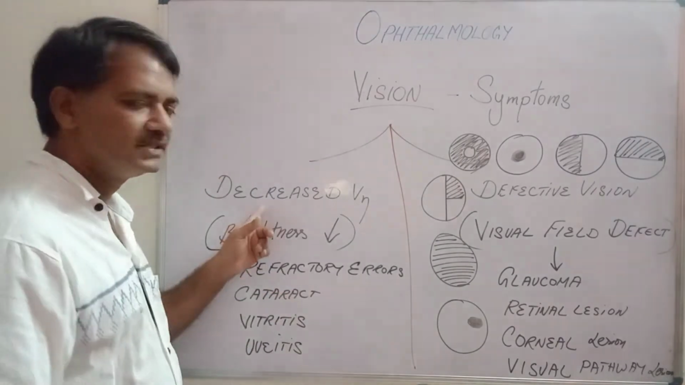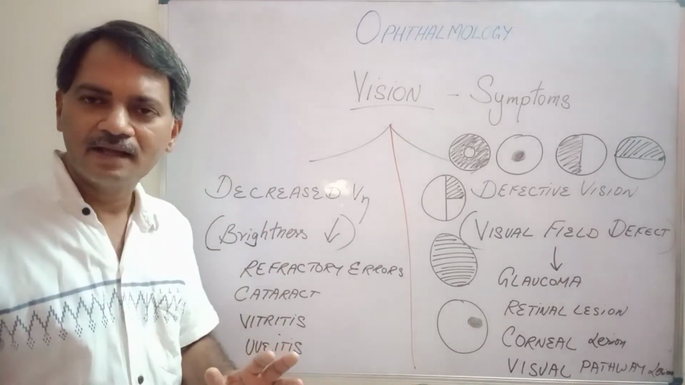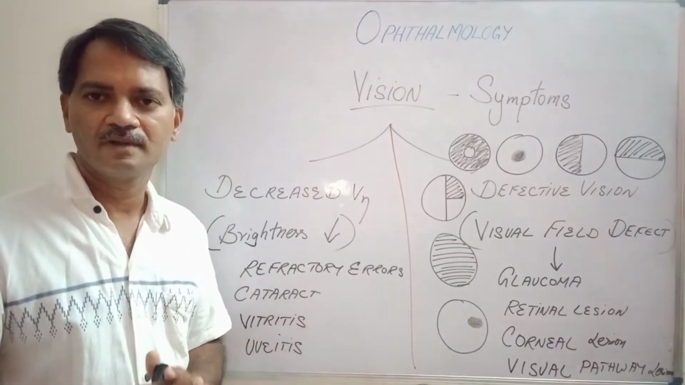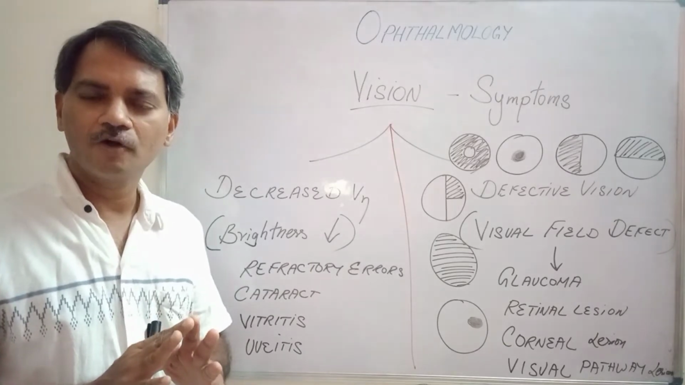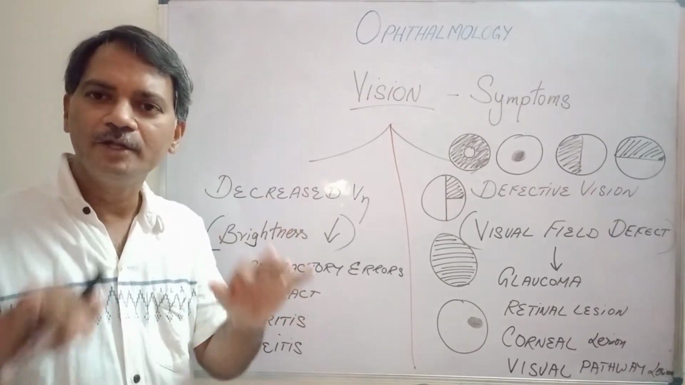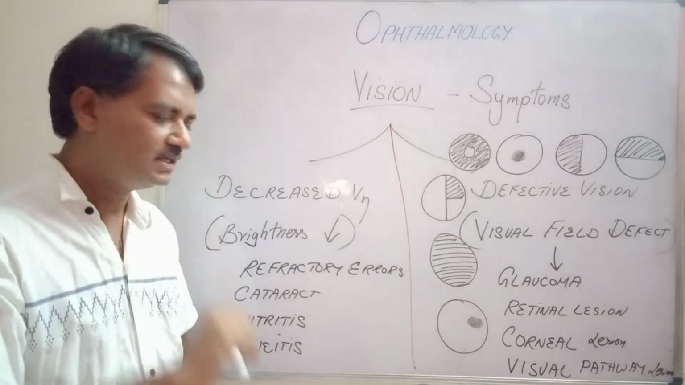Let us see what is the difference between a decreased vision and defective vision. We are not supposed to confuse between the two. First is decreased vision. Decreased vision is nothing but dimness of vision. The brightness of the outside world is reduced due to certain diseases.